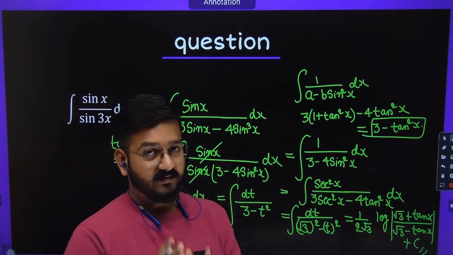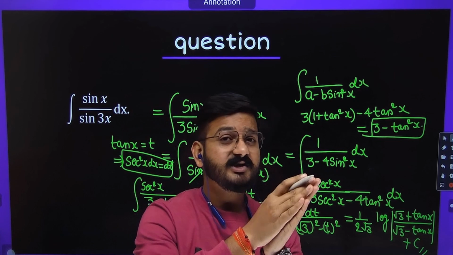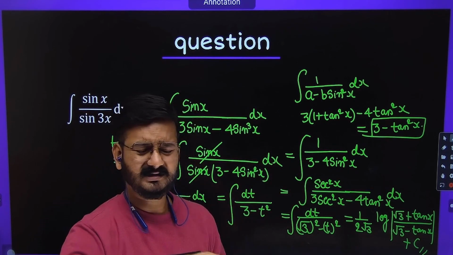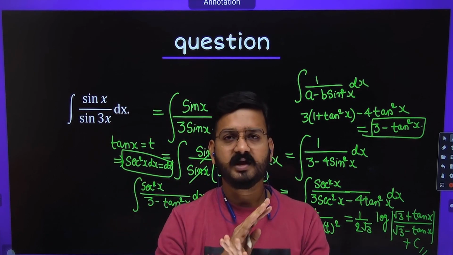So as you have seen, whenever you get these kind of standard forms, the funda is very simple. Create secant square x and tan square x by dividing the numerator and denominator by cos square x. That's a simple trick. After that, the question can be easily solved without any worries.